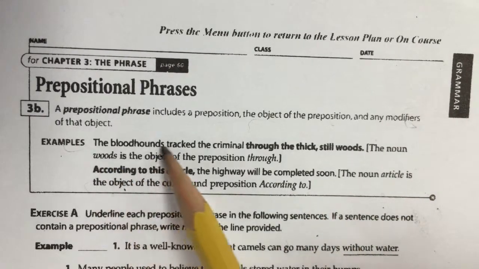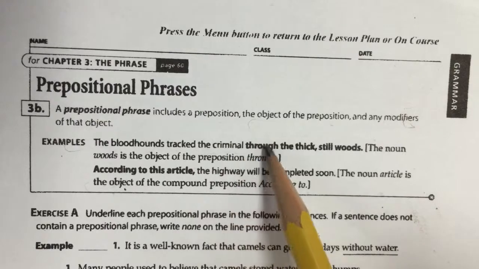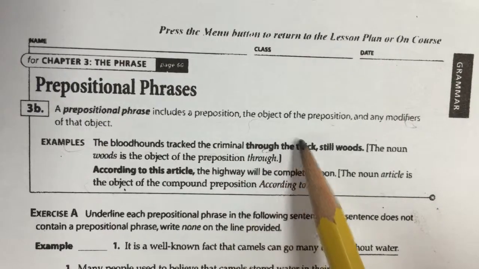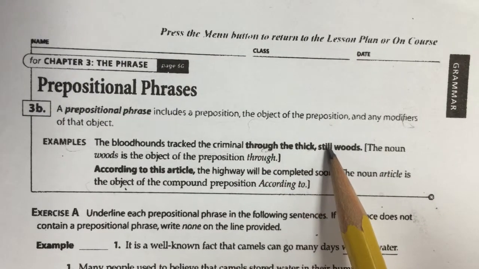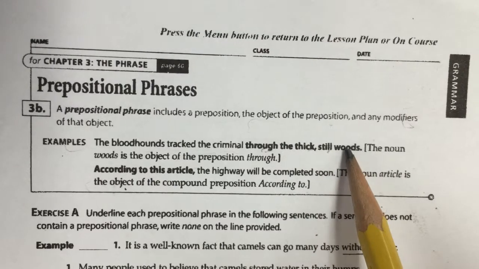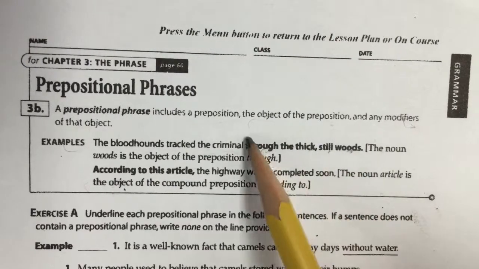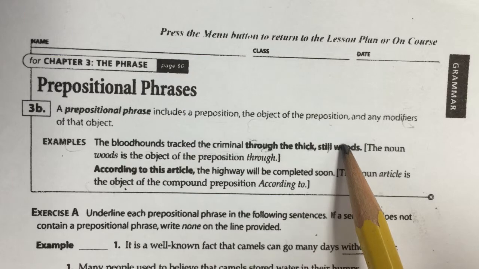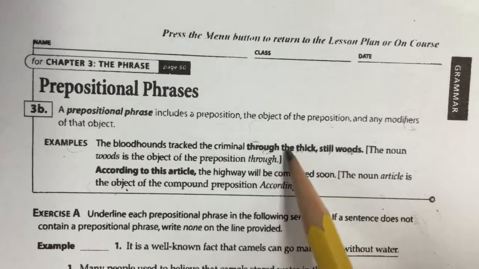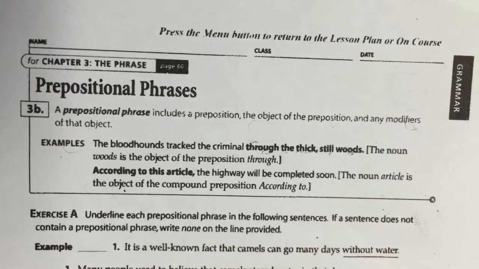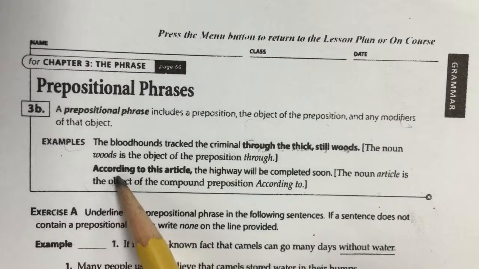So look at the example. The bloodhounds tracked the criminal through, there's our preposition, the thick, adjective, still, adjective, noun, woods, object of the preposition. So we're going to include the preposition and the object of the preposition and these three describing words, the, thick, still. Here's another one. According to.